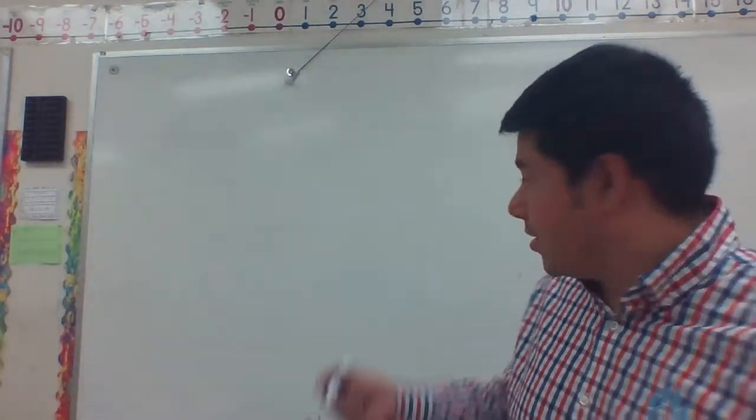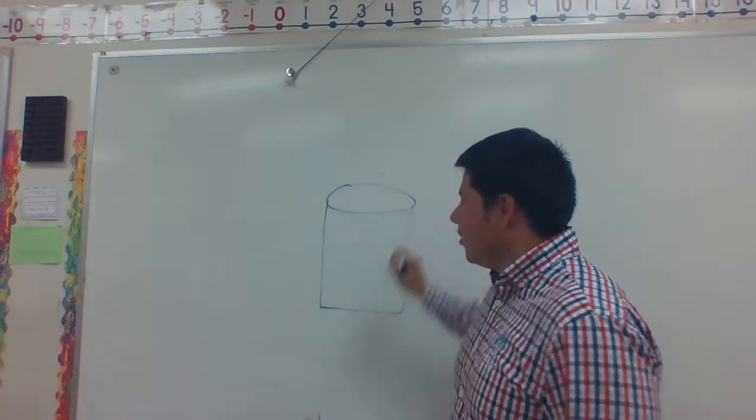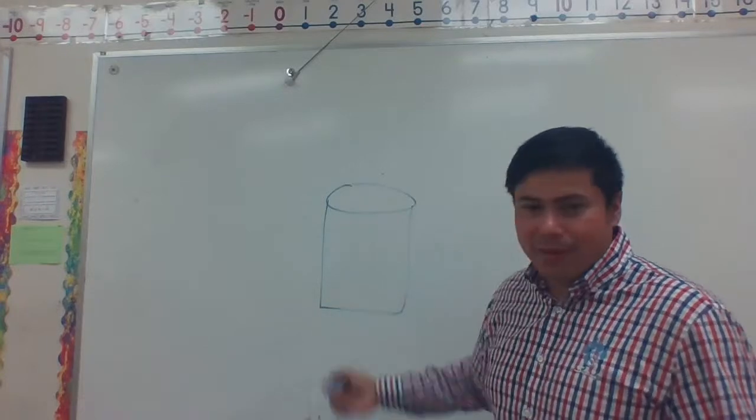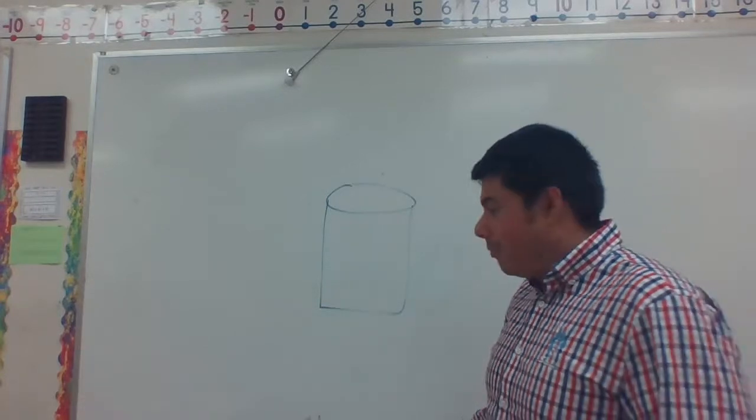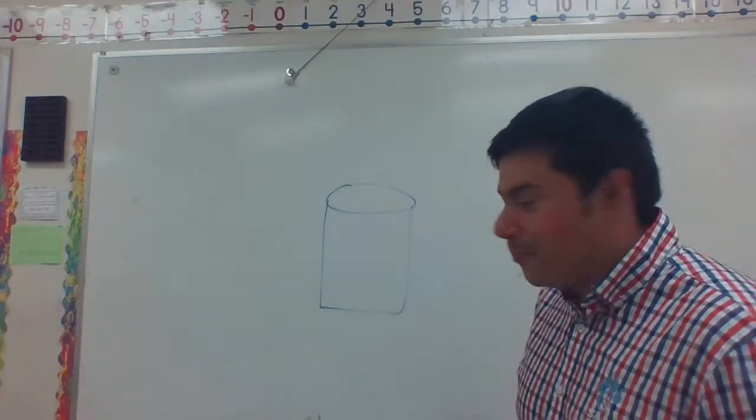All right, so a cylinder. This is how you draw a cylinder. You just draw a circle on top and it's kind of like a boxing in the bottom. You can also draw a circle, an oval, in the bottom. If you want, you can copy this down. If not, you can just watch along, okay?